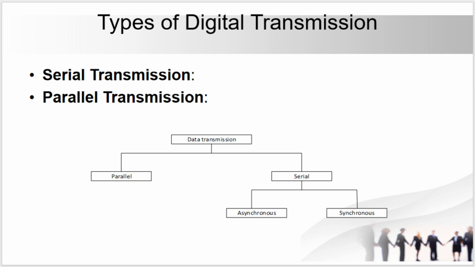In summary, the choice between serial and parallel digital transmission depends on factors like distance, speed requirements, and cost considerations. Understanding these types is crucial for professionals designing or managing digital communication systems.